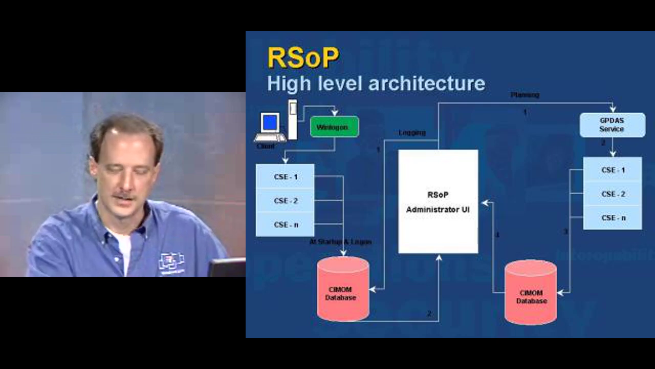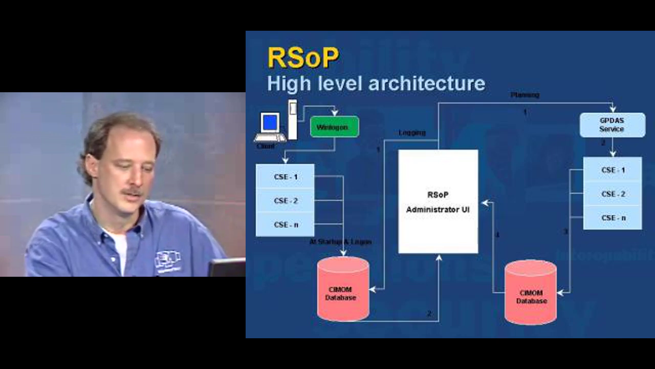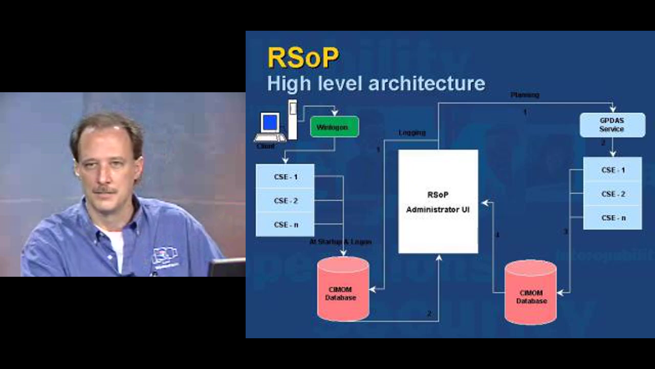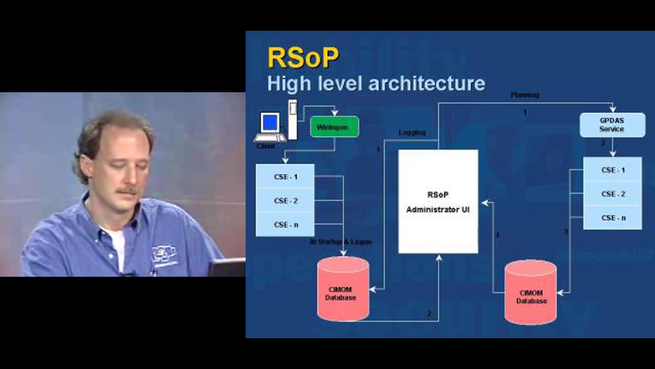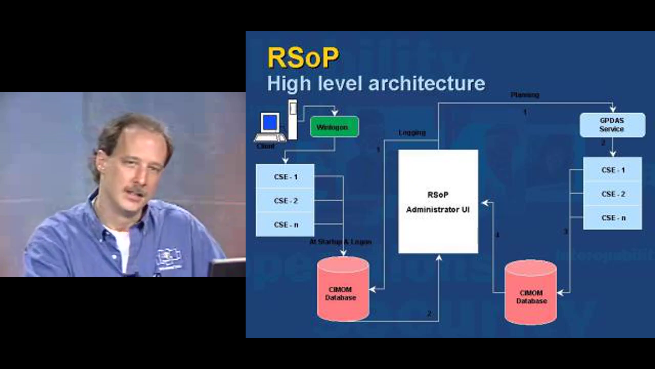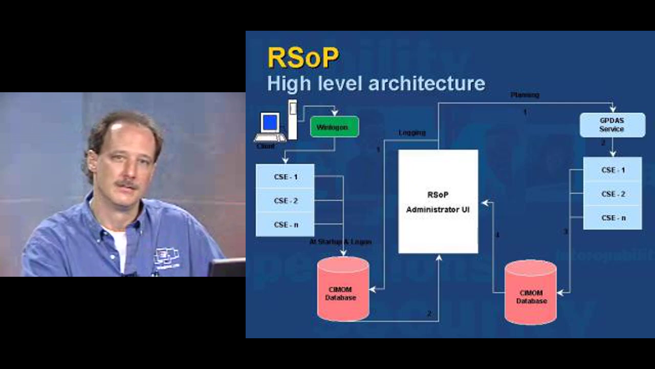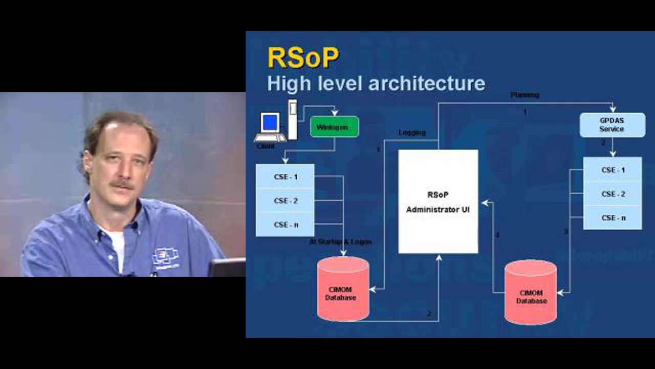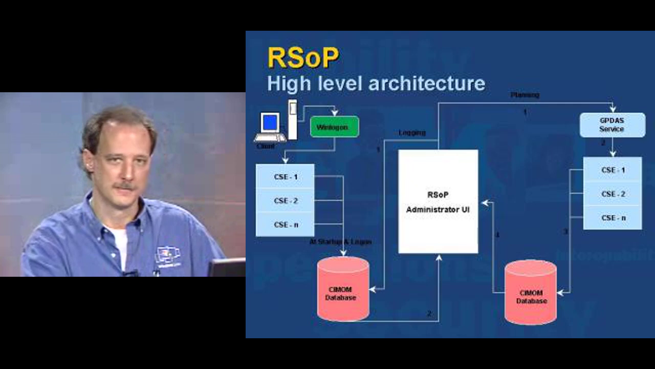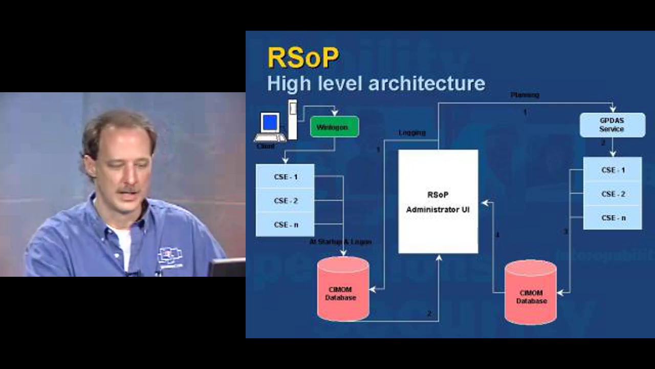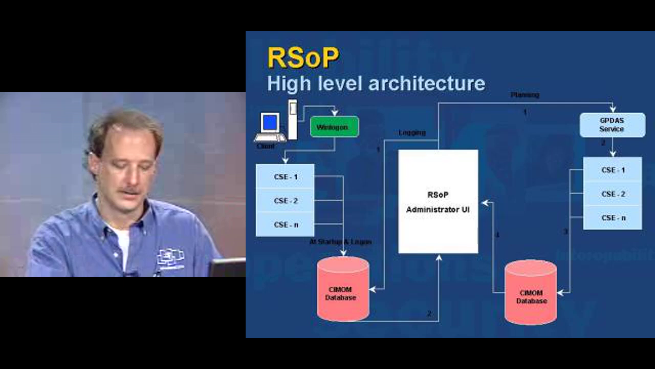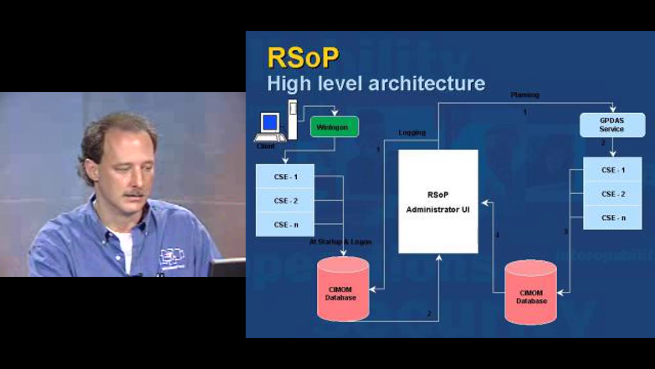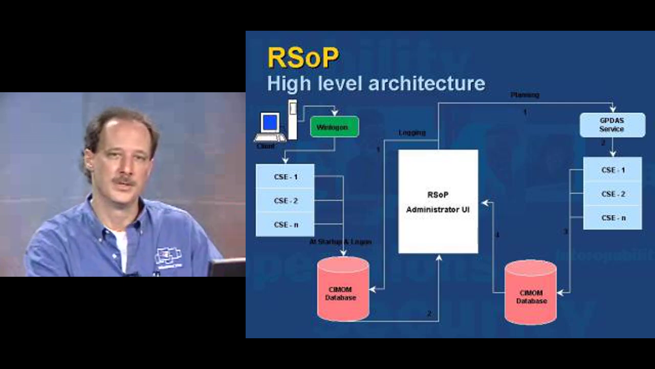It doesn't actually process the policies. It just says, tell me what you would do. Write that into an instance of the CIMOM database. And then the RSoP UI can look into that database to figure out what has happened, or what would happen in this case. So that's the basic high-level infrastructure, how we're putting the pieces together.